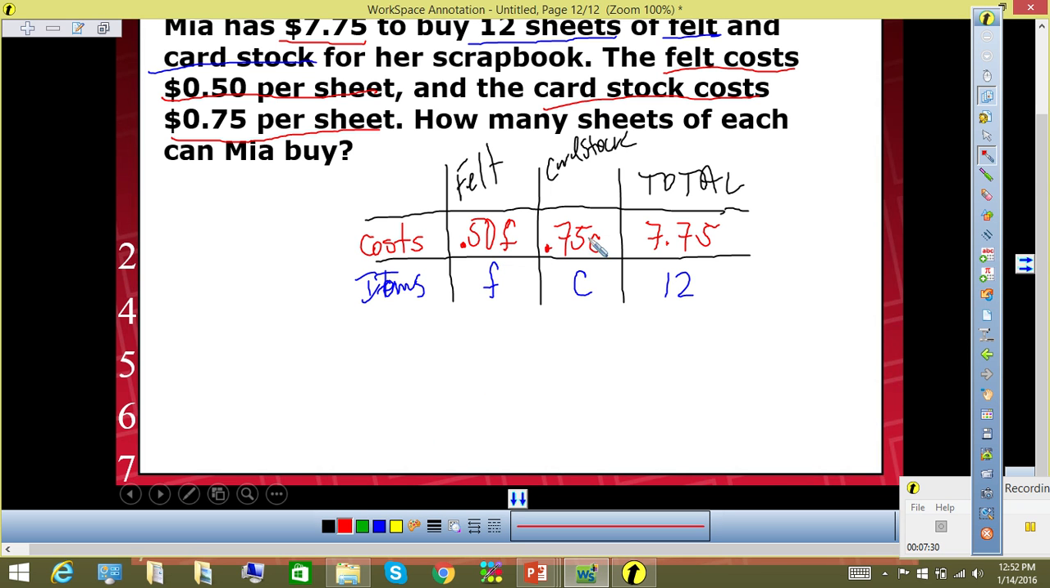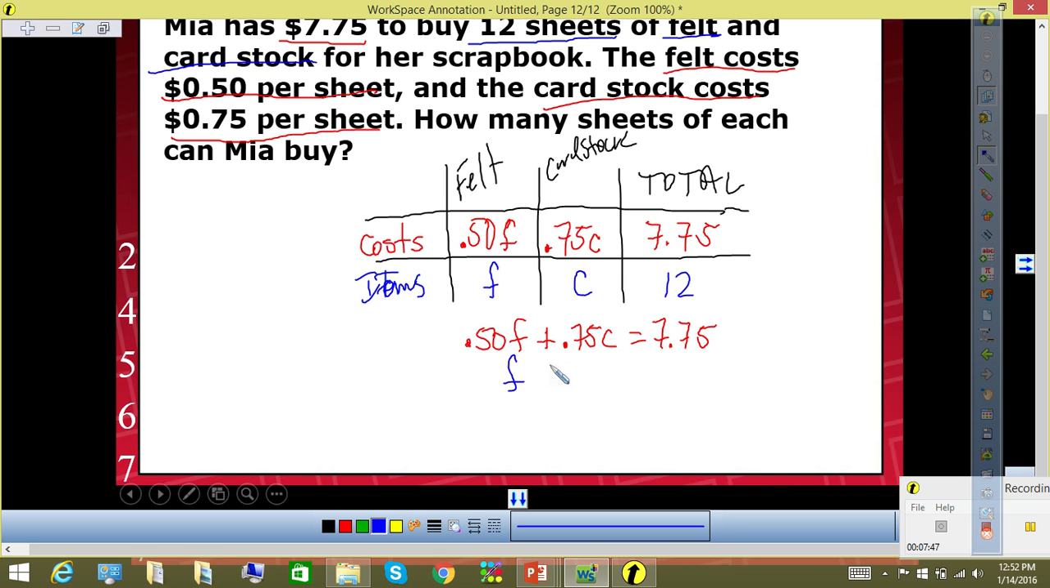Here we go. Our equation here is 0.50F plus 0.75C equals 7.75. Therefore, my second equation is F plus C equals 12. Copy that, then we're going to solve it.